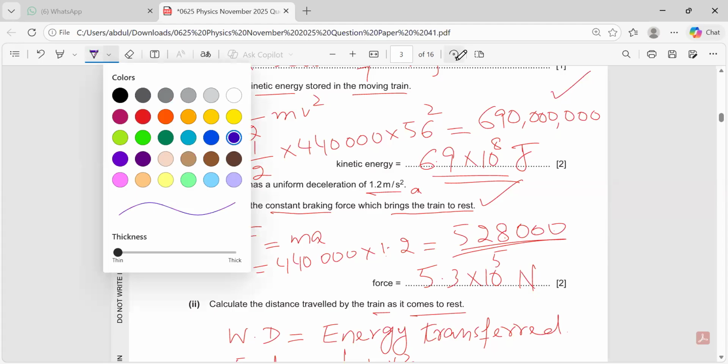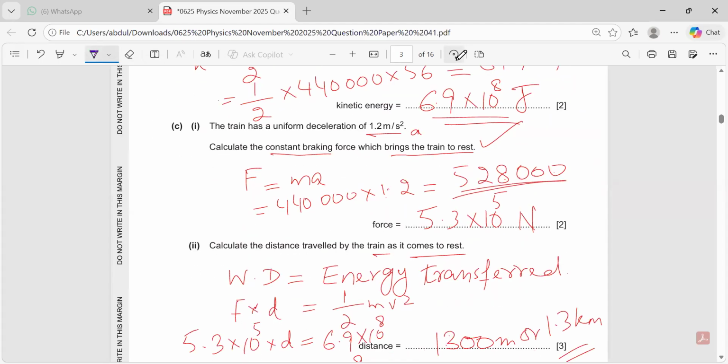Now, my dear friends, the next question is calculate the distance traveled by the train as it comes to rest. Before coming to rest, the train is moving. So when you are applying the brake, force is applied and distance is moved. So work is done. Work done is equal to energy transferred. As I gave you an example, even when you are lifting a small mass upward, you are doing work on the mass. Why? Because you are applying a force equal to the weight of the body and it is covering a distance. So work is done, and that work is stored as energy transferred.